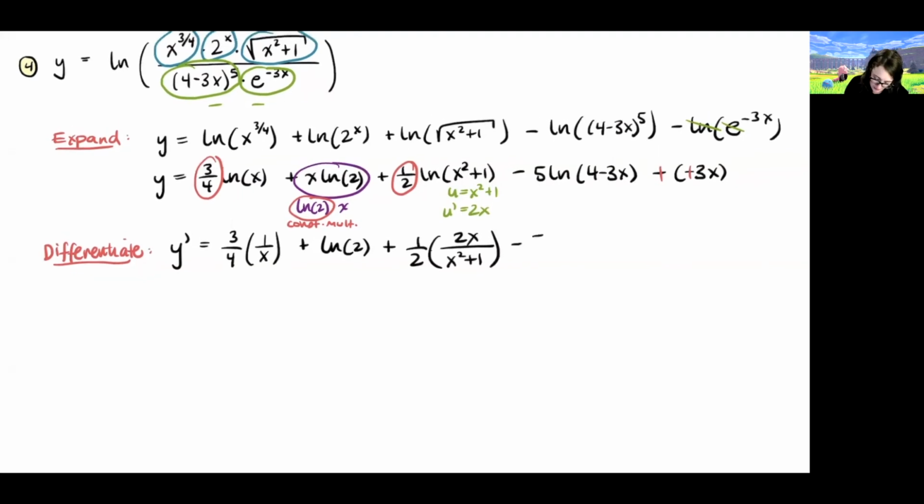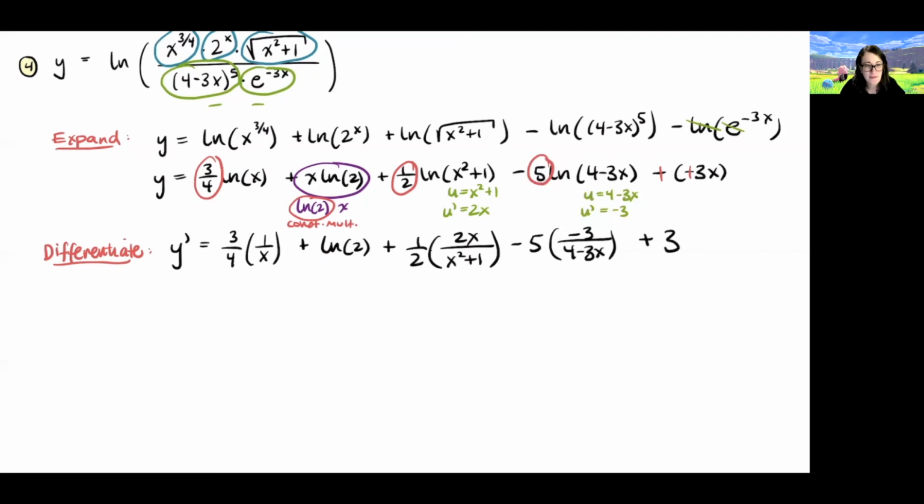Okay, almost there. We're going to subtract the derivative of the next natural log. We've got 5 here, which is another constant multiple, so that will stay, hang out. The derivative of the natural log of 4 minus 3x, we've got yet another u situation. So u will be 4 minus 3x. u prime, the derivative of that, is of course negative 3. So then the derivative of the whole natural log piece here will be u prime over u, so negative 3 over 4 minus 3x. Last but not least, we've got to differentiate 3x, so we just get a plus 3 at the end of all of this.